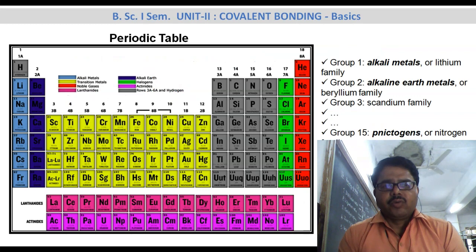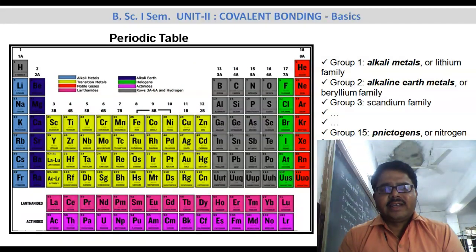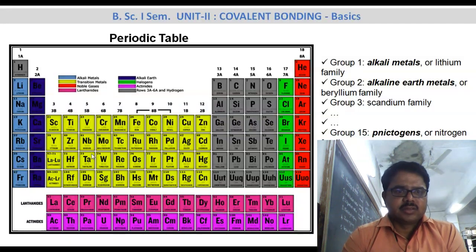Before going to the actual syllabus, let's have a little bit of idea about the periodic table. Here the periodic table is classified into 4 blocks. For example, s block elements, the group 1 and group 2, p block elements, d block elements and f block elements. It is further classified into 7 periods and 18 groups.